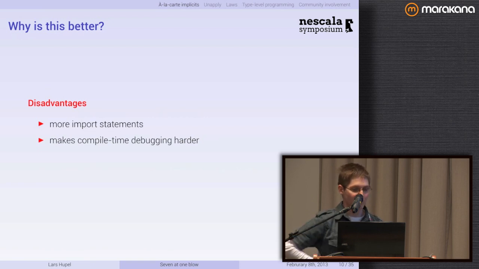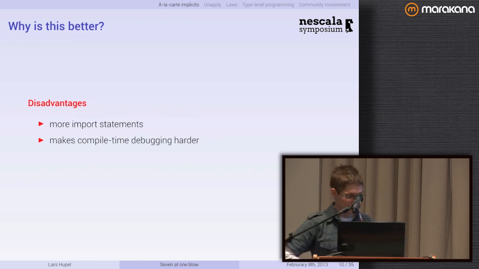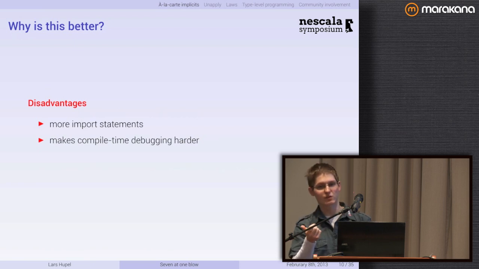Okay, why is this better? Let's start with the disadvantages. So obviously you need more import statements. Yeah, that's true. And also it makes compile time debugging harder. Why? Because if you're referring to a syntax, so if you write like X and then this operator and then Y, and the compiler complains that it couldn't find any implicit instance, now you have to think, did I actually import everything which is needed, or is the instance just not there, or what happened here? So it takes you a bit of time to debug this kind of stuff.